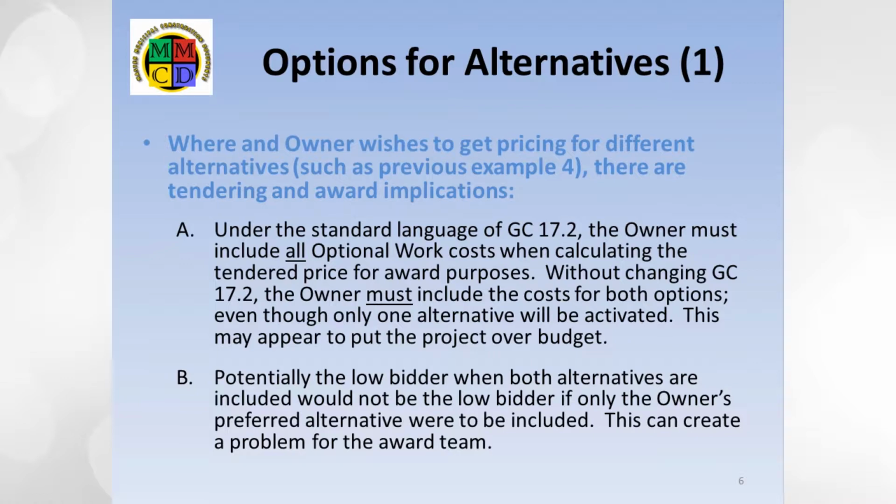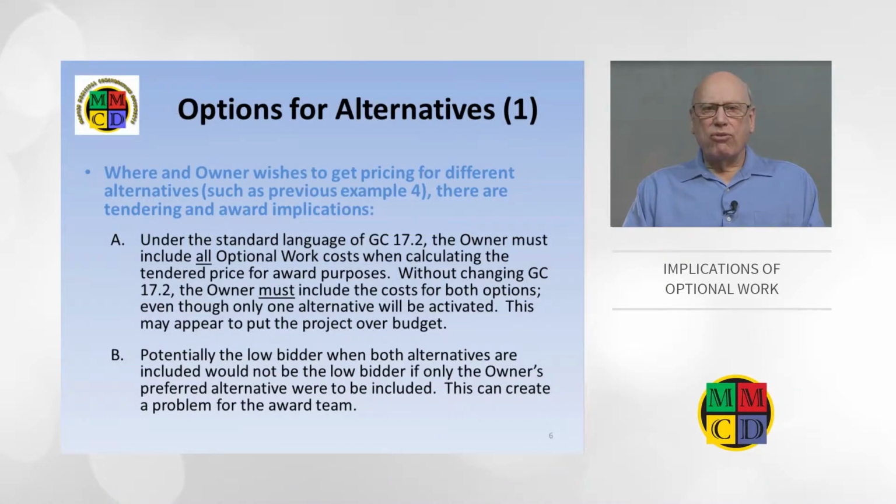The other problem that we've seen is that the low bidder, when both alternatives are included in the price evaluation, may not be the low bidder if the evaluation was done only on the alternative the owner preferred. Neither of these outcomes is what an owner would wish. But if you've watched another of my contract considerations, you'll know that while the owner can write just about anything it wants into the instructions to tenderers, once published, the owner must comply to the letter of that language. But the solution is quite simple.